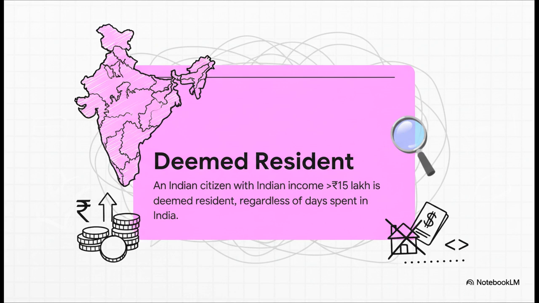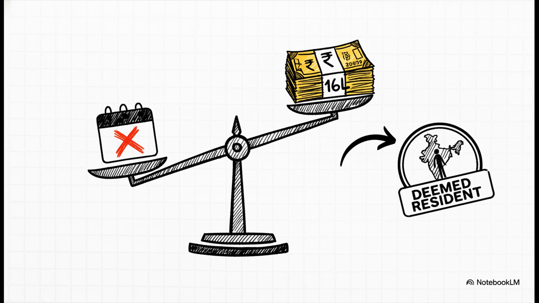It doesn't matter if you spend 0 days in the country. This rule is a big deal, and is designed to make sure high-income individuals can't just stay out of the country to avoid taxes. Take a look at Chirag. He's an Indian citizen living abroad and was only in India for a couple of weeks, so he fails all the day counting tests. But he earns 16 lakh rupees from his business in India. Because that income is over the limit, the law says, doesn't matter, you are a deemed resident for tax purposes.